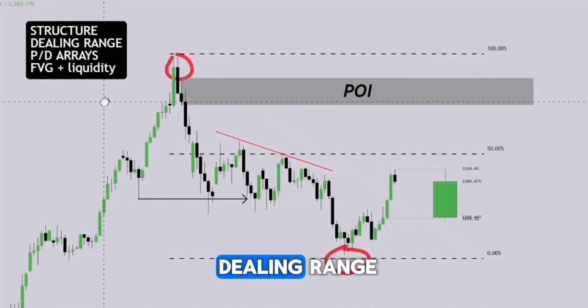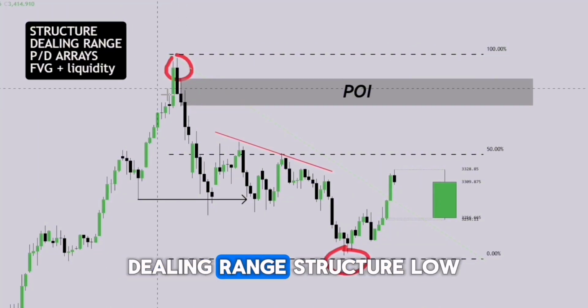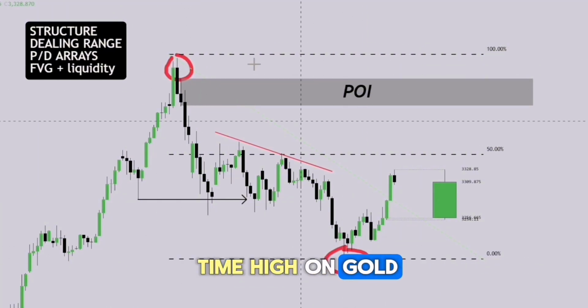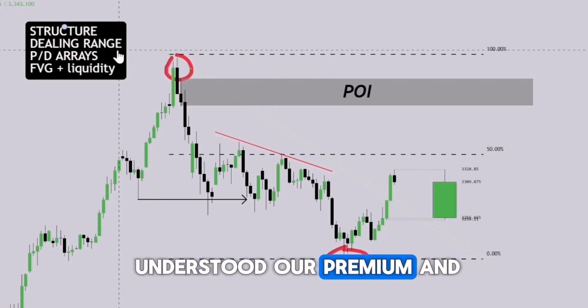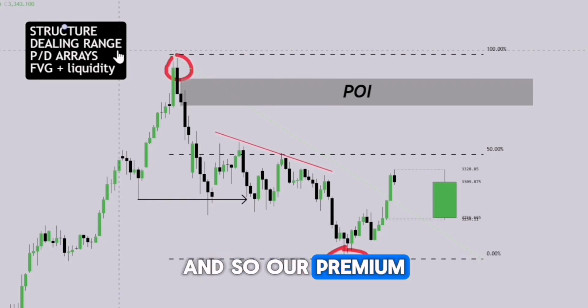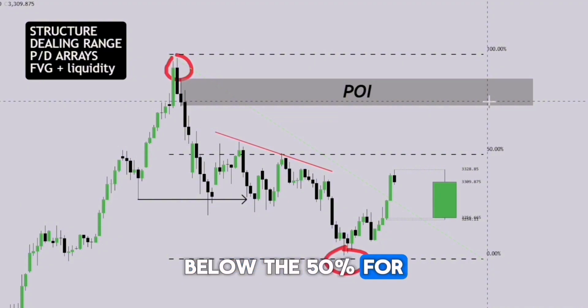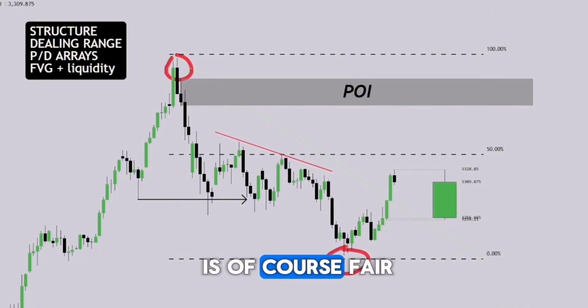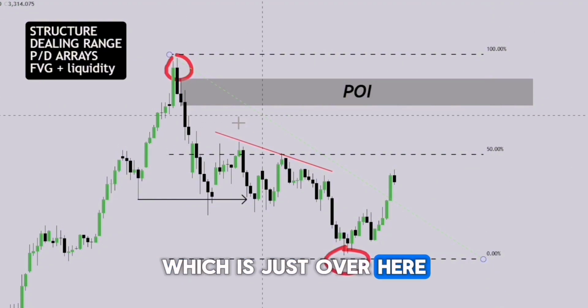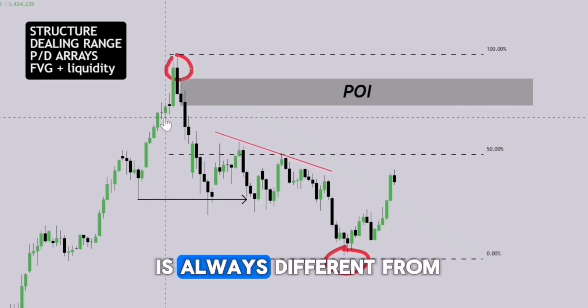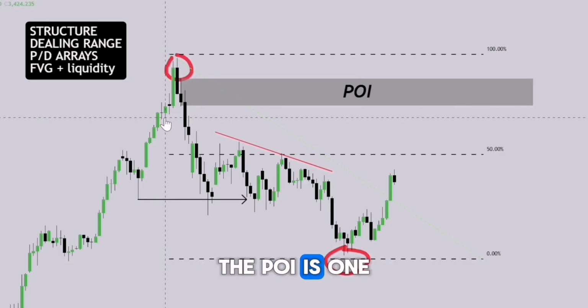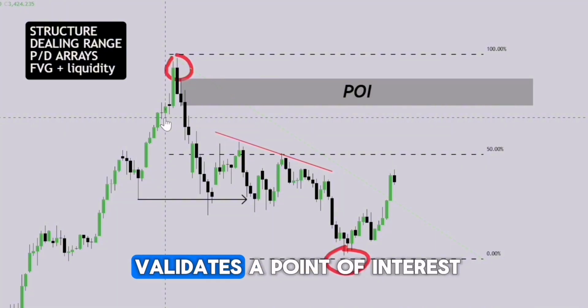Then we've done our dealing range structural high, dealing range structural low. This is the all-time high on gold. Then from here, we've understood our premium and discount arrays: above the 50% area is a premium, below the 50% is a discount. And the final thing is, of course, fair value gaps, which is just over here. The fair value gap is always different from the POI. The POI is one candle before the fair value gap, right? A fair value gap validates a point of interest.